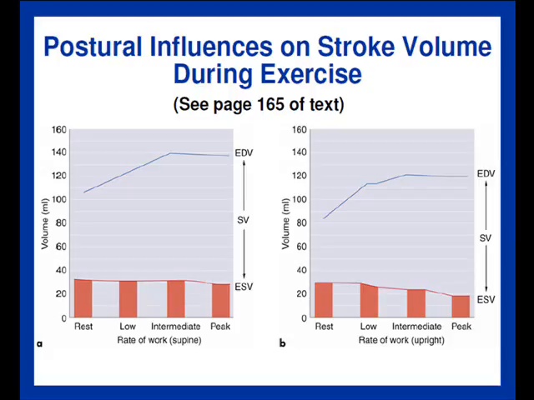I just mentioned that you can change your stroke volume based on your postural change. Here's an example of rate of work here, supine versus upright. So you can see with the upright individual, there's no change in end systolic volume compared to someone lying down in the supine position. But the person in the supine position, their EDV, end diastolic volume, has increased compared to someone who's upright, which means then, of course, their stroke volume will go up. The question is, what's going on? Why is this occurring? Why are we getting an increase in EDV lying down compared to standing up?